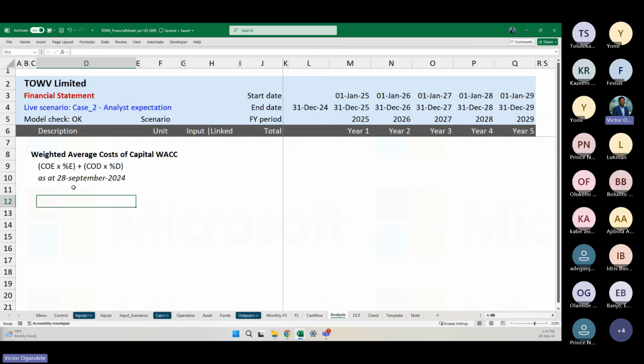Now, the second thing is calculating WACC, which I said is very, very crucial when you are building a model. In calculating our WACC, it depends on two things. Number one, the operation of the business, that is the location where the business is operating, where the business is generating most of its cash flow from. And secondly, the projected cash flow.